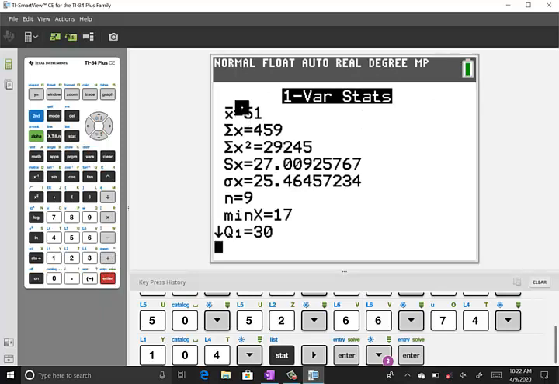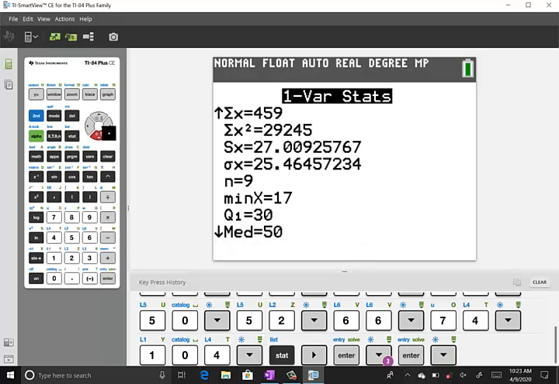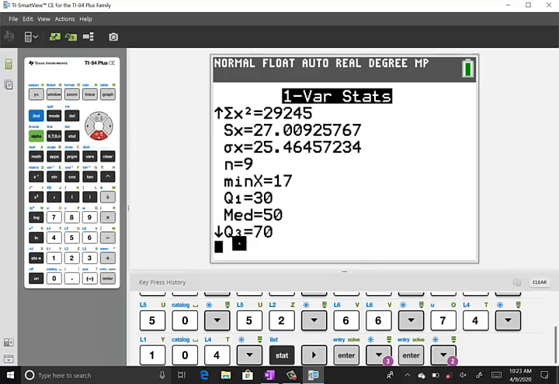So on the top it says x bar, that's our mean. Then we have summation of x, that's if we add up all the numbers. This is if we add up all the numbers squared. This is how many numbers we have. If we keep scrolling, you see how we have Q1. We also have the median, which is Q2, and we have Q3. So it actually gives us our quartiles too.